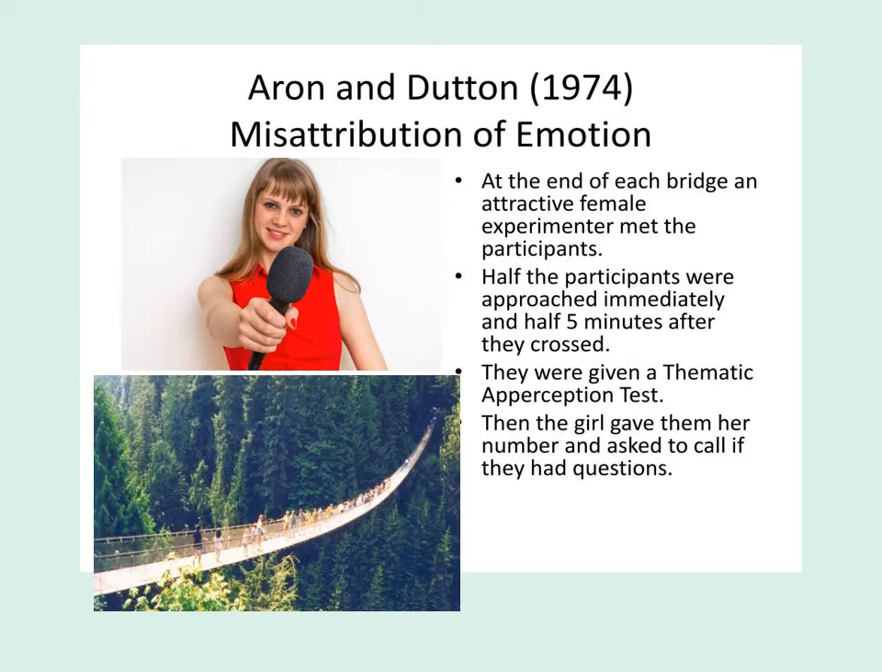And among other things, she asked them to complete a thematic apperception test. This is the test when you have to describe what you see in ink blots, and she also gave them her phone number so she can be called if they have any questions about the study. So you have a manipulation when you have either arousal on the suspension bridge or no arousal, and then you meet an attractive person. The prediction is that the arousal caused by the bridge would influence the way people responded to the experimenter, the attractive female.